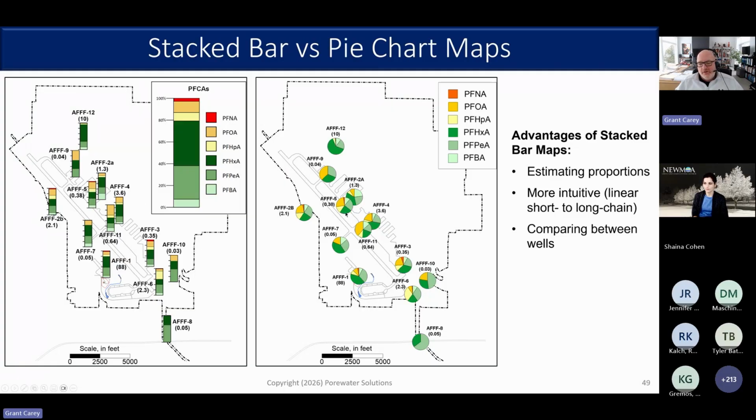Whereas if I came over here and looked at the dark green in the pie, I just intuitively can't tell you what that magnitude is going to be. I can tell you it's between maybe 20 and 50%, but the stack bars for me are a little bit easier to scale what the proportions are for each chemical. That's why I like to use those.